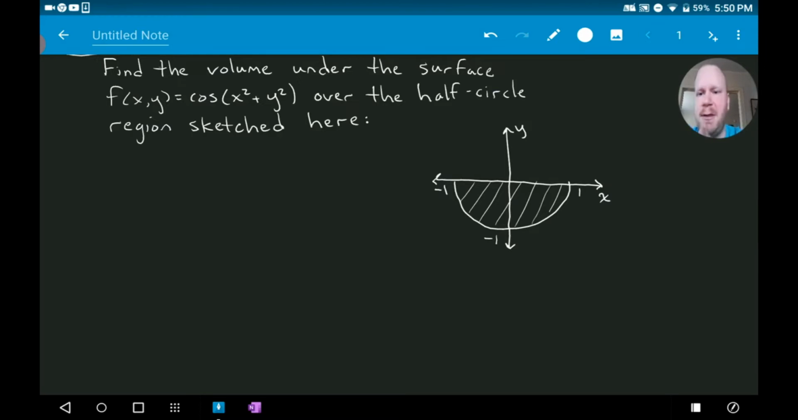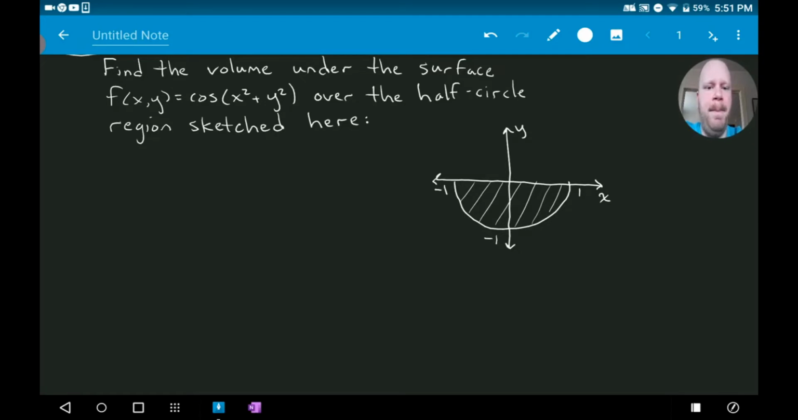So this one is asking us to find the volume under the surface f(x, y) = cosine(x² + y²). One hint that you might be looking at a polar coordinates problem: it's over the half circle region sketched here. It's a half circle, so that's the other way you can tell that you're talking about a polar coordinates problem.